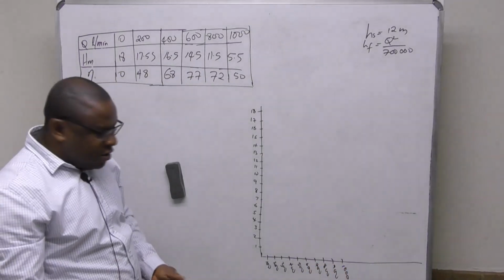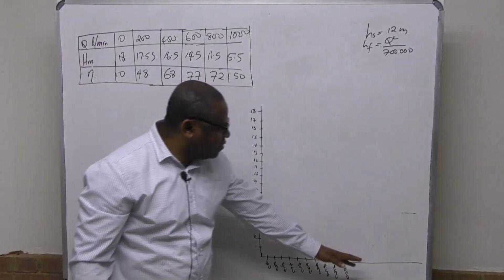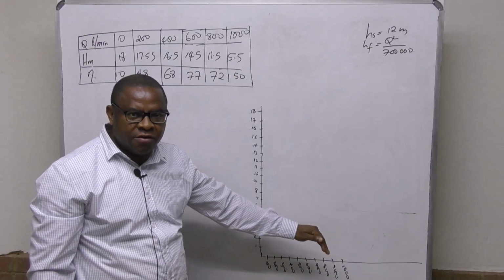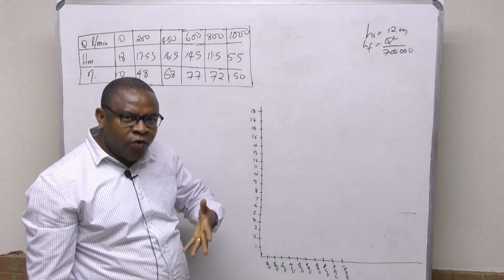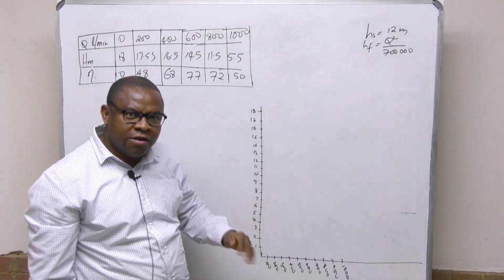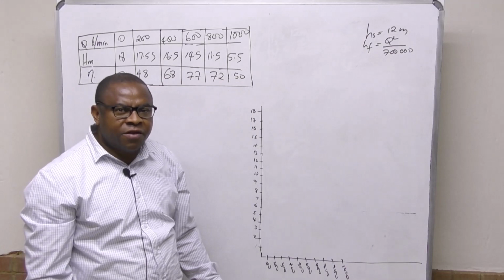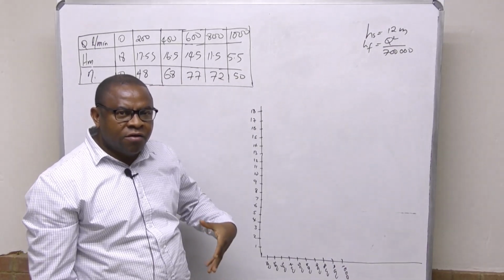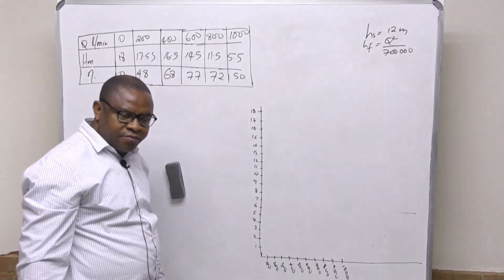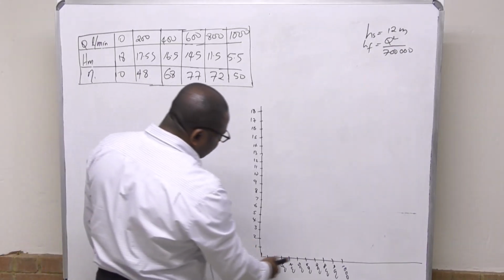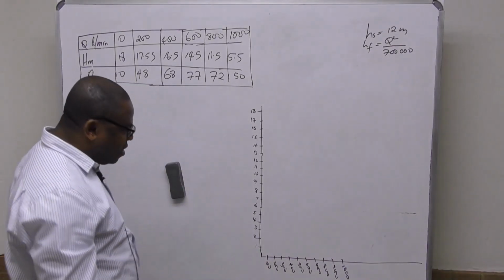The reason why I have to give enough space is because by the time you have two pumps in parallel, the flow is going to double. So you have a space for double, and when you have three of them in parallel, the flow will be tripled.